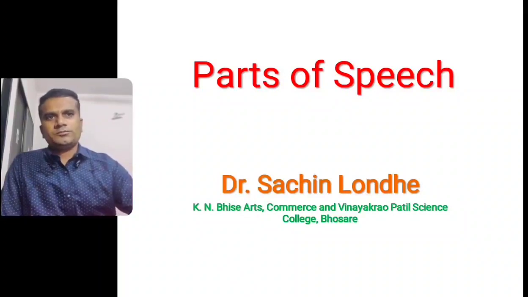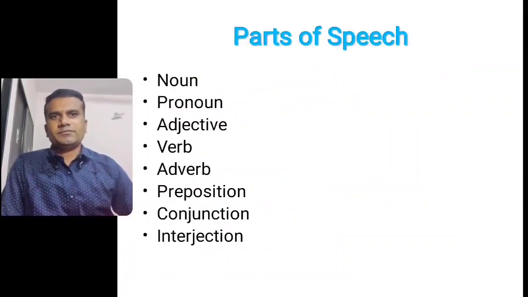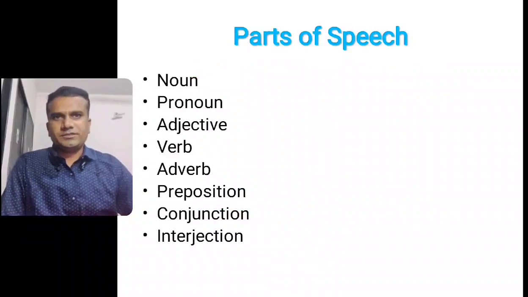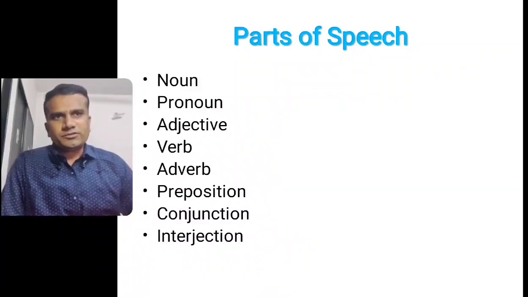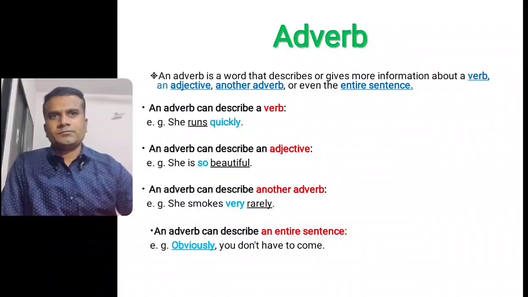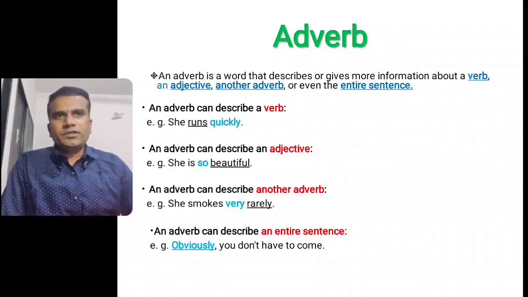You all know that in English language there are 8 parts of speech: noun, pronoun, adjective, verb, adverb, preposition, conjunction, and interjection. In this lecture, I will talk about only 4 parts of speech. They are adverb, preposition, conjunction, and interjection. In the beginning, we will talk about adverb.